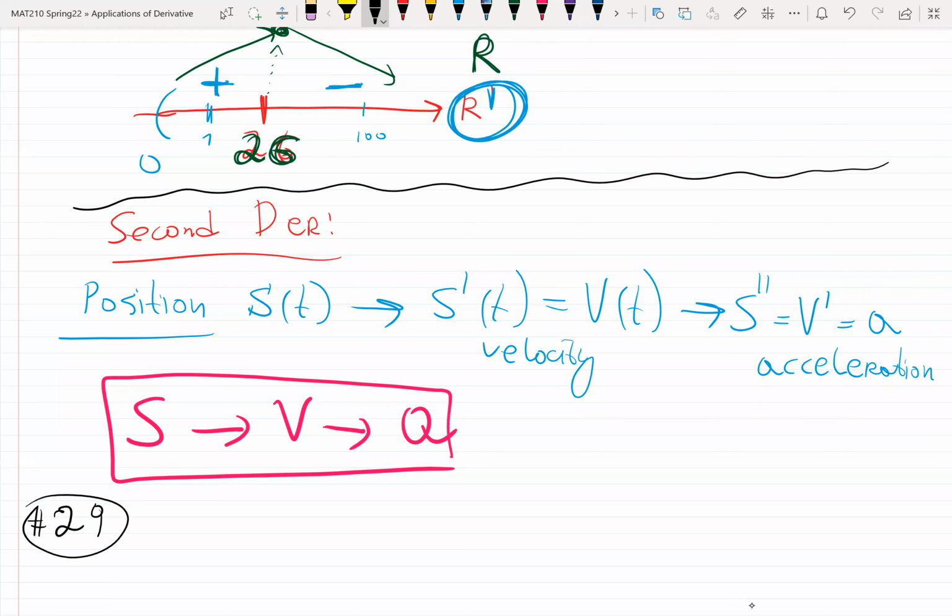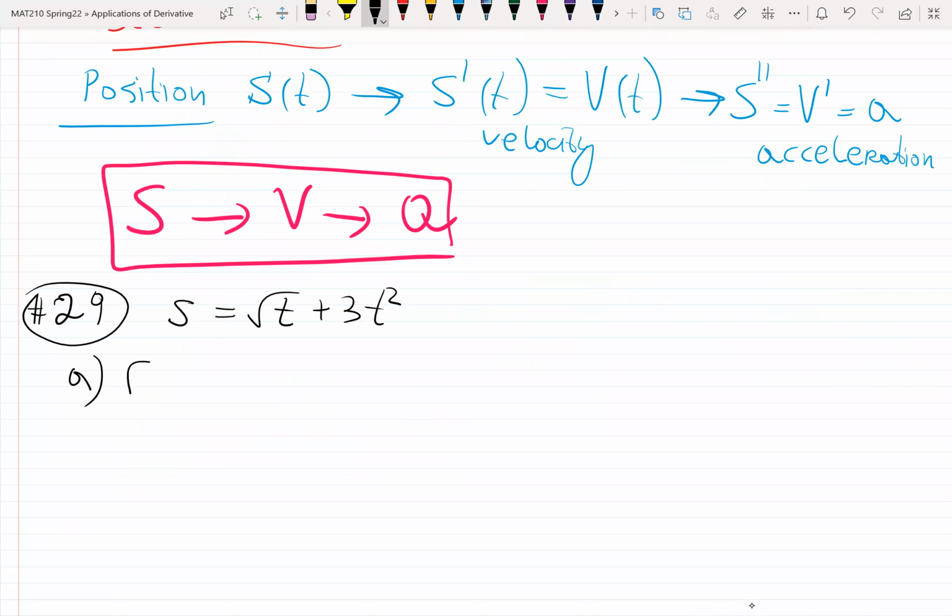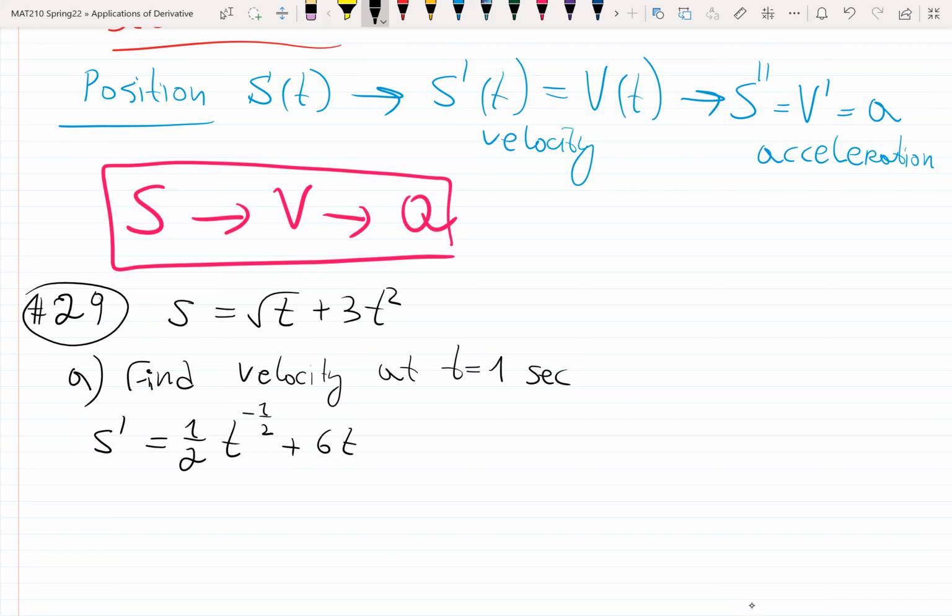Thus, if I give you the position, that's number 29. If I give you the position, S equals square root of t, it's always about t because they all depend on time, that makes sense. And ask you A, find velocity at t equals 1, for example, second. Then you do what? You find the first derivative. How to find the derivative of the square root of t? That was exam 1. 1/2 t to the minus 1/2. Review that if you need. Plus 6t, that's the first derivative.